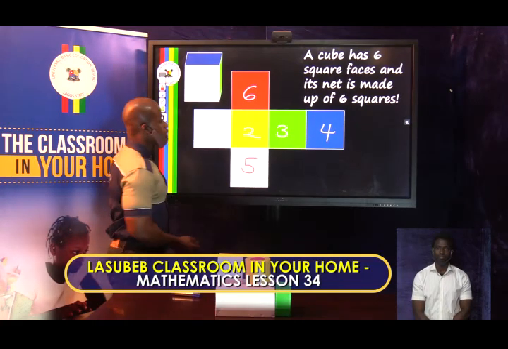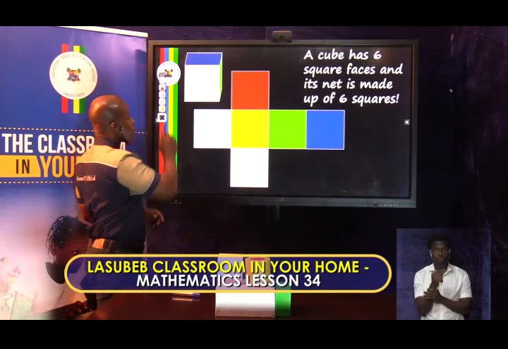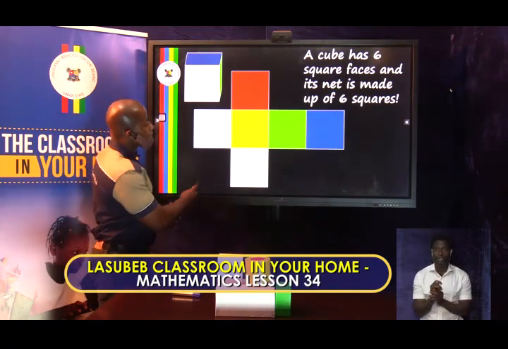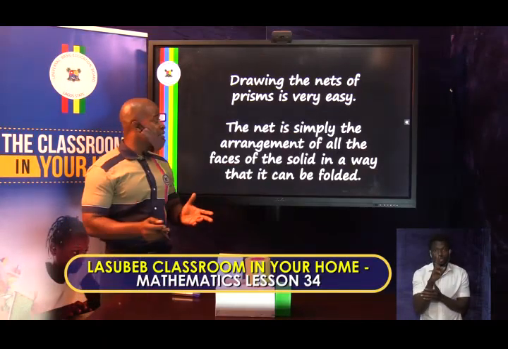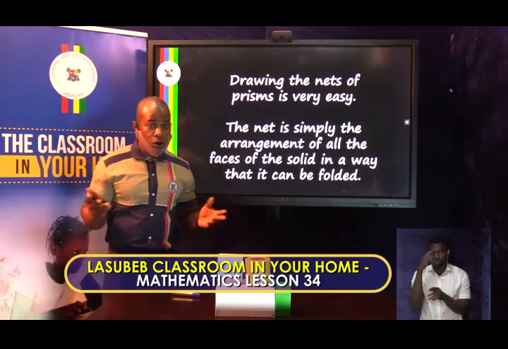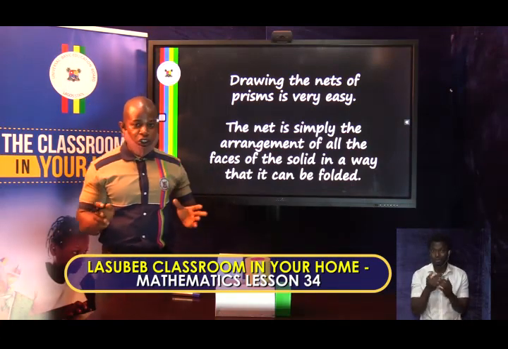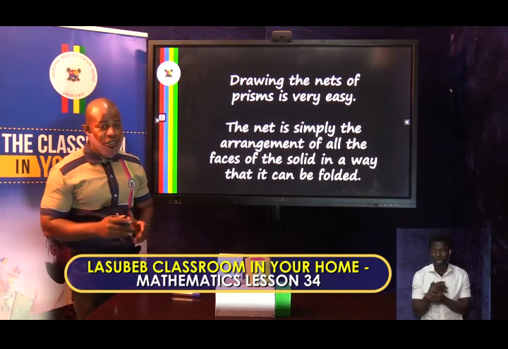So I'll write this one in red so that you can see it. Now you have 6 squares for the net. Now, it is very, very easy to draw the net of any prism. You don't actually need to look for the prism and start cutting all the time. No. You can draw it with just your pencil, paper, and a little bit of creative imagination.